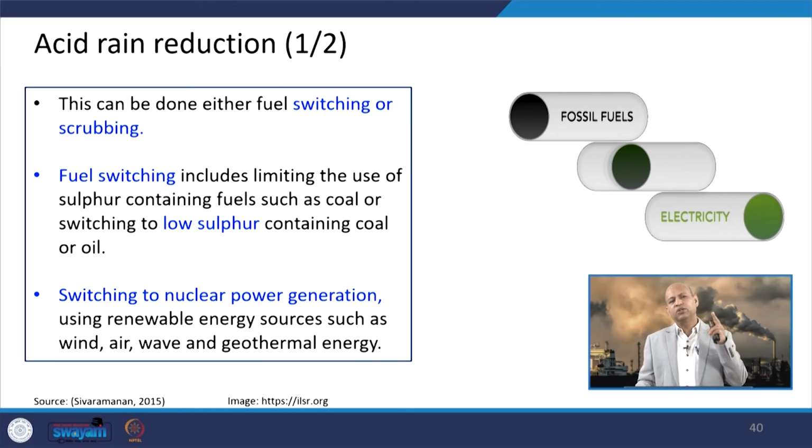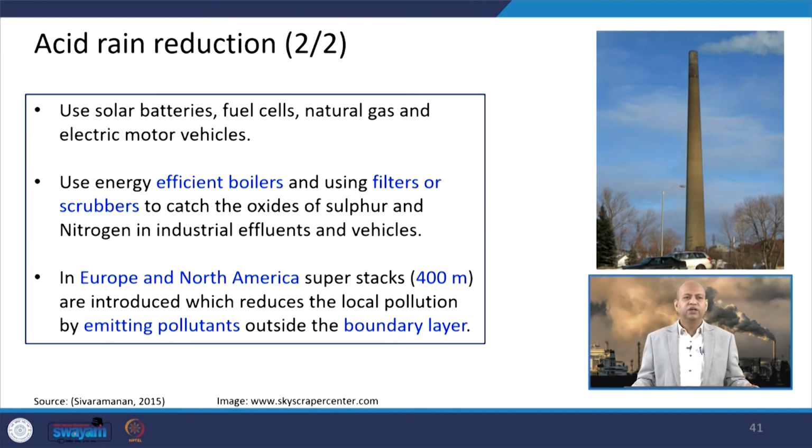So, there may be two broad categories of solution: either switch to fuels which are not emitting sulfur dioxide, NOx etc., or if they are emitting, then control them, scrub them, remove them. Okay. So, fuel switching includes limiting the use of sulfur containing fossil fuels, for example coal. Okay. And then switching to nuclear power generation, or using renewable energy sources like wind, solar, geothermal energy. They really help us because they do not emit any of these emissions which cause acid rain.